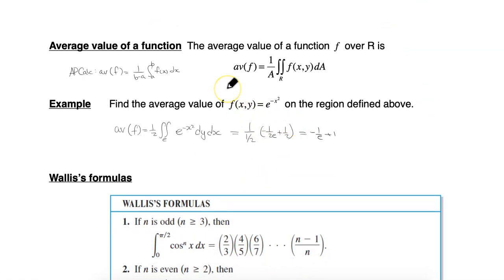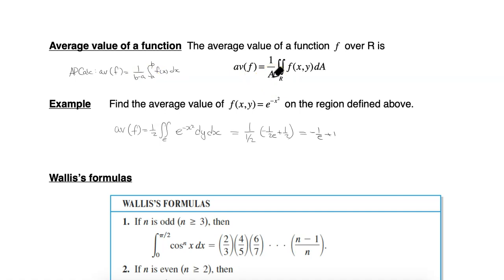Average value of a function. In AP Calc AB, we remember that the average value of a function is the integral of the function divided by the length of the interval. In multivariable, if we have a function of 2 variables, then it's very, very similar. It's the double integral, but then we have to divide by the area of the region we're integrating on. So just like the length of the interval, we have the area of the region.